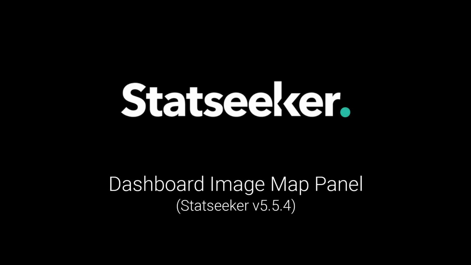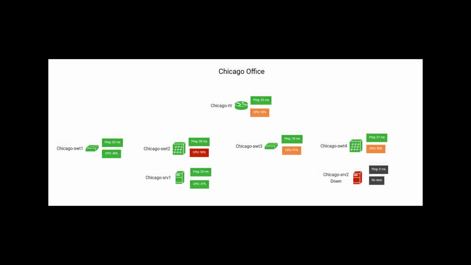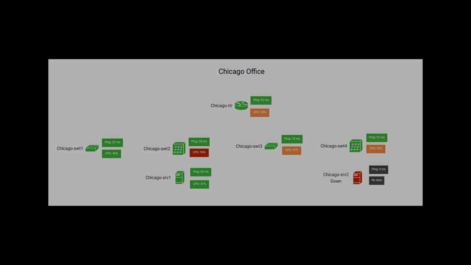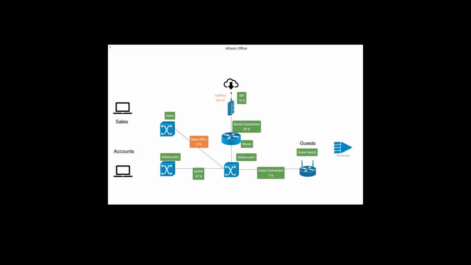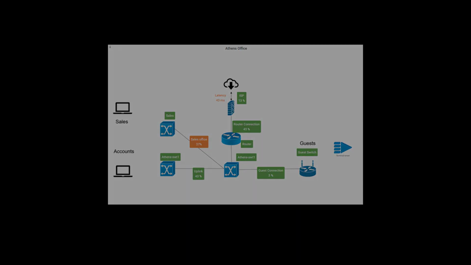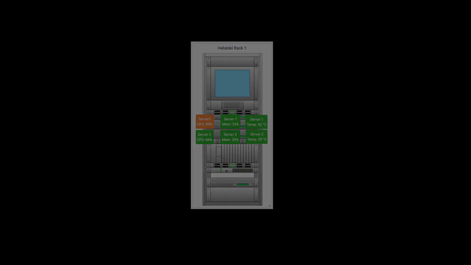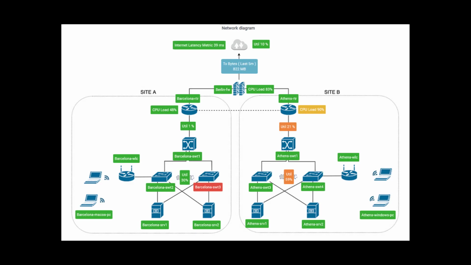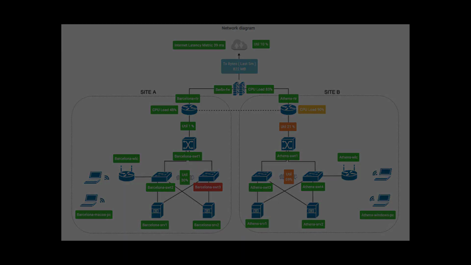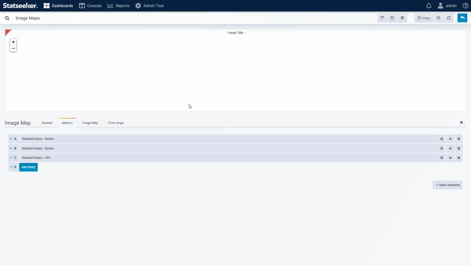The Image Map panel allows you to configure and place nodes within a dashboard panel. Each node can be configured as a label or to report a monitored metric or hardware state. The panel also supports the use of an image background on which the nodes can be arranged. This could be an office floor plan or a campus layout, whatever you need. Let's have a quick look at putting one together.